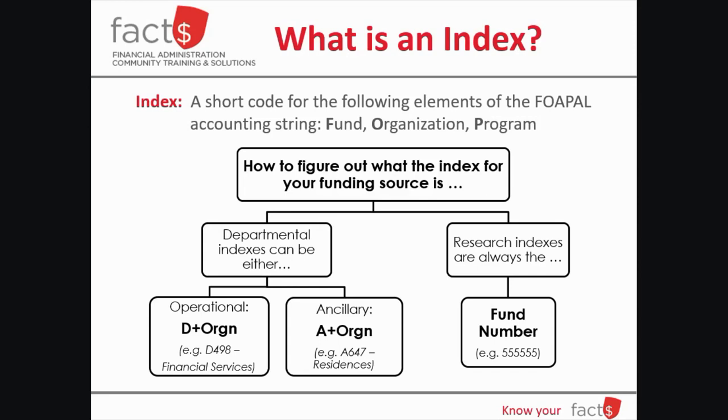In both these cases, it's the org code that is unique among departments and ancillaries. So this is added after the letter. In the first example, Financial Services Index becomes D498. In the second example, Residences Index is A647. Research indexes are easy. They are always the 6-digit fund number.